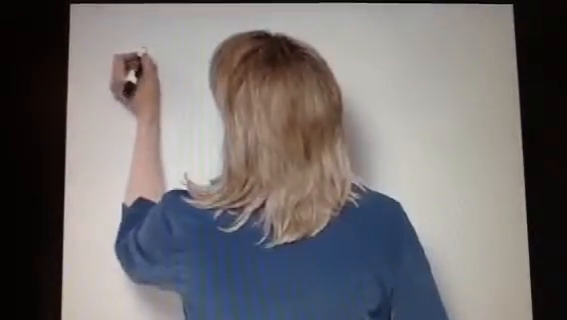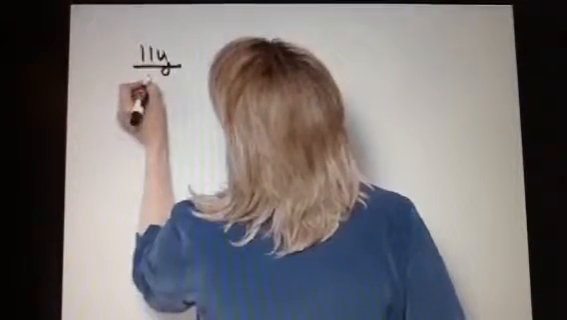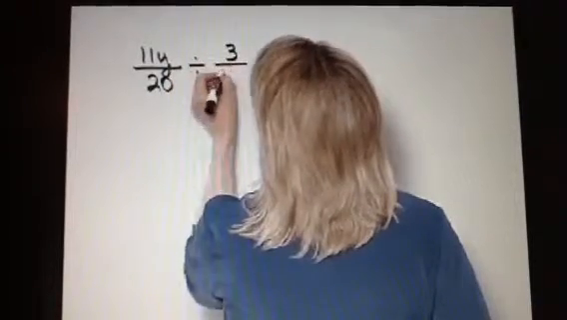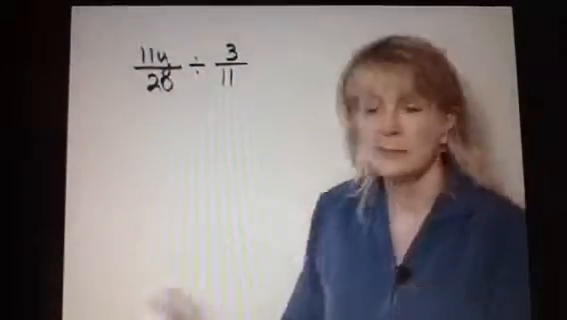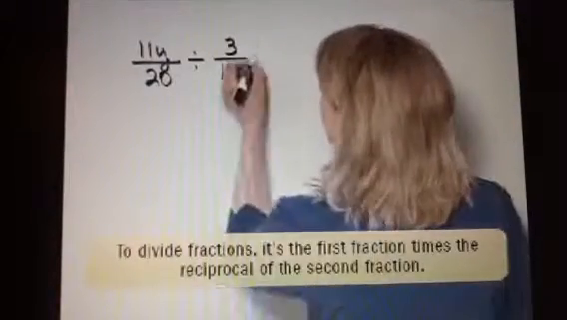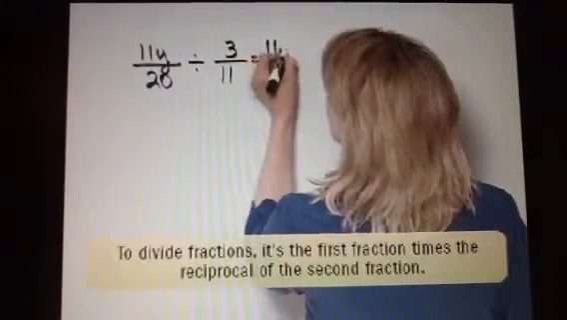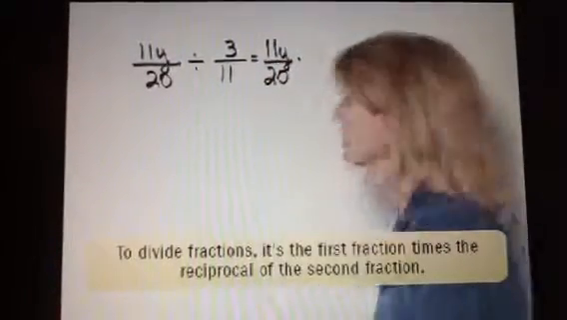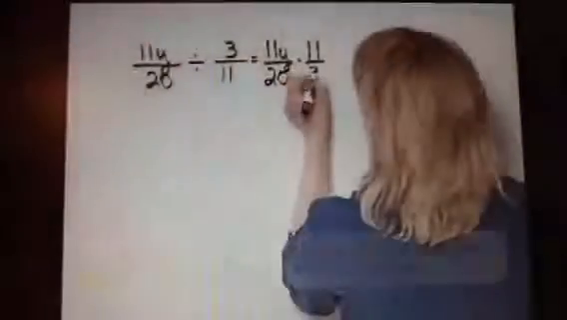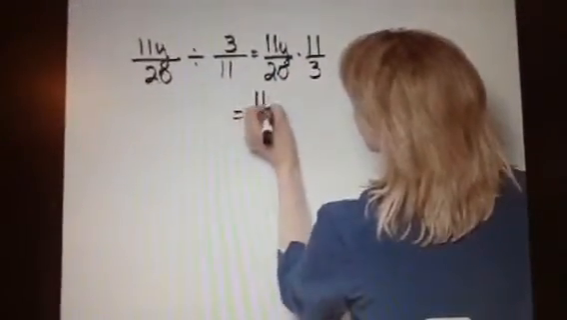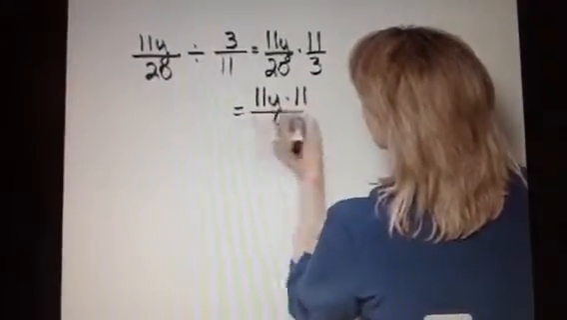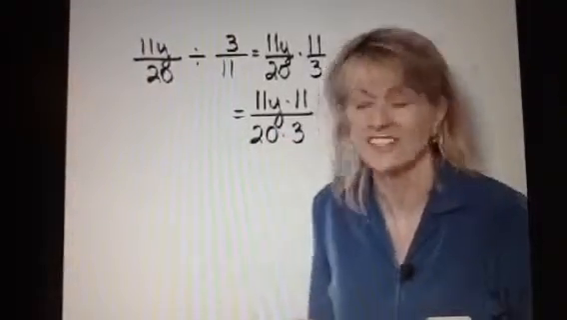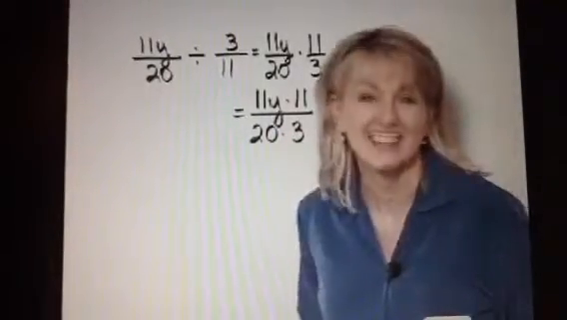So let's suppose we have 11y over 20, and I want to divide that by 3 over 11. So I'm dividing fractions. We know how to divide. It is the first fraction times the reciprocal of the second fraction. And so I have 11y times 11 over 20 times 3. That's how we multiply fractions. Numerator times numerator over denominator times denominator.